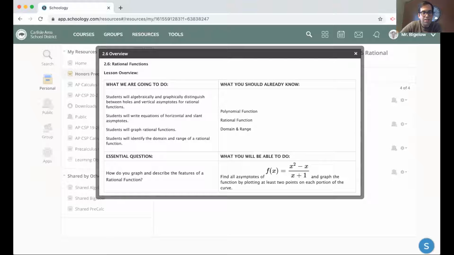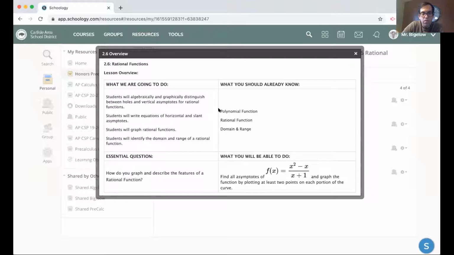Hello, Honors Pre-Calc. Today we're going to be starting lesson 2.6, Rational Functions. In this lesson, students will algebraically and graphically distinguish between holes and vertical asymptotes for rational functions. Students will write equations of horizontal and slant asymptotes. Students will graph rational functions, and students will identify the domain and range of a rational function.